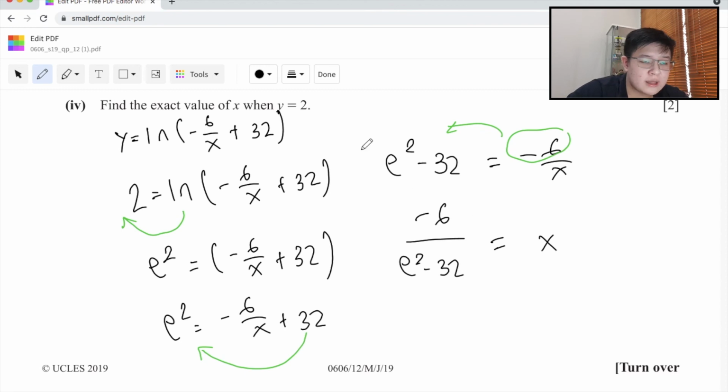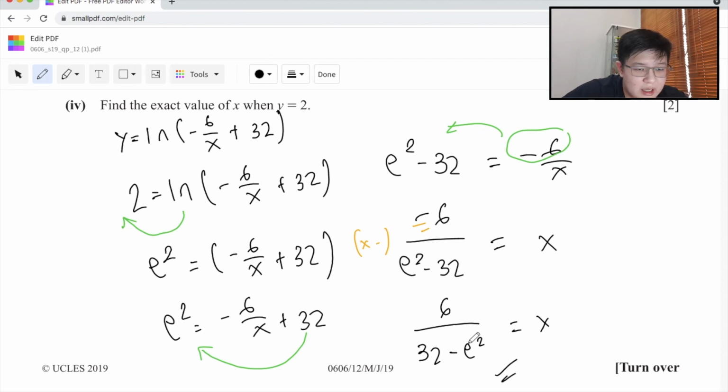And if you don't like the negative on the top, we could times the left hand side by a negative. So it would be 6 over (32 minus e^2) equals to x. So this is the exact value. This is the exact value of x when y equals 2.